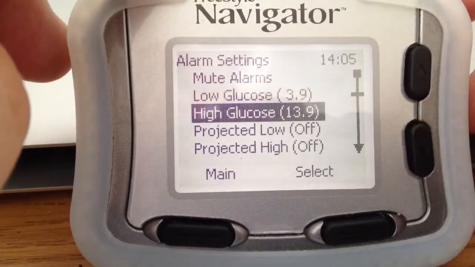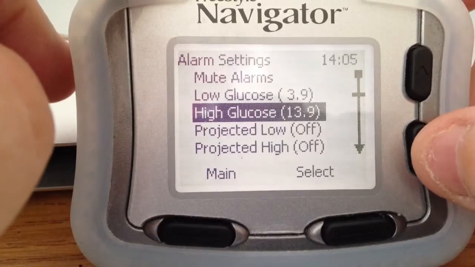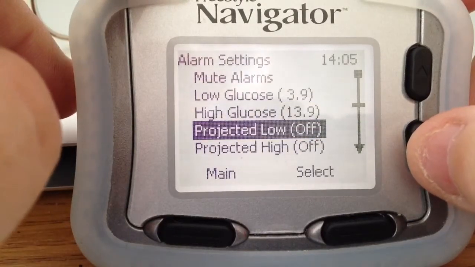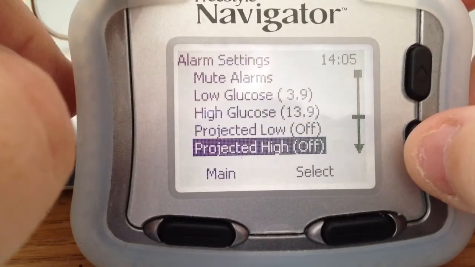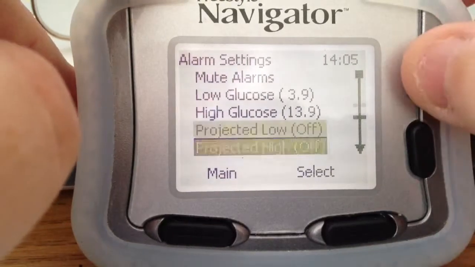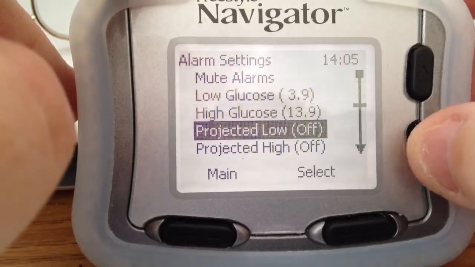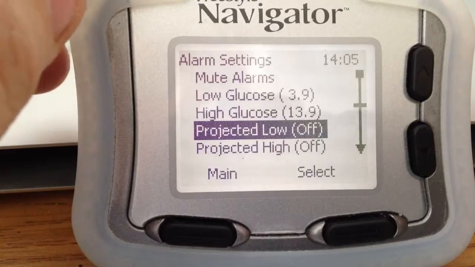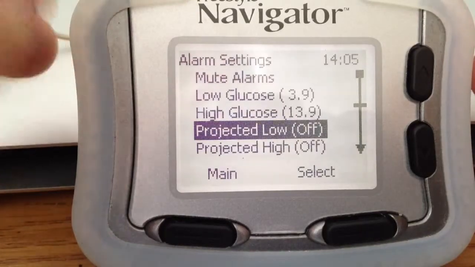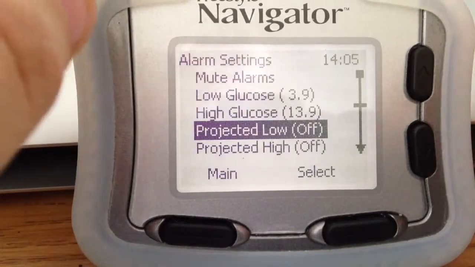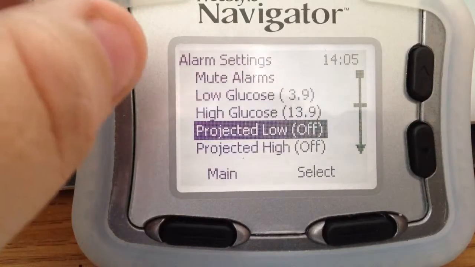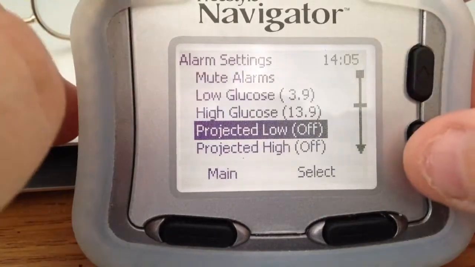You can set a high glucose alarm as well, if you go too high. You can also set a projected low and a projected high. So rather than waiting until you actually reach 3.9, it will start alerting you if your blood sugar is dropping too quickly, and tell you that there is a projected low, which could be within the next half an hour.